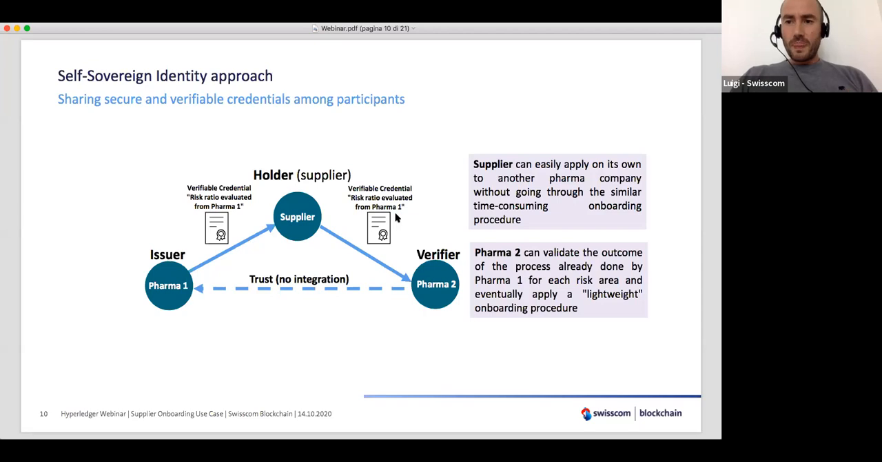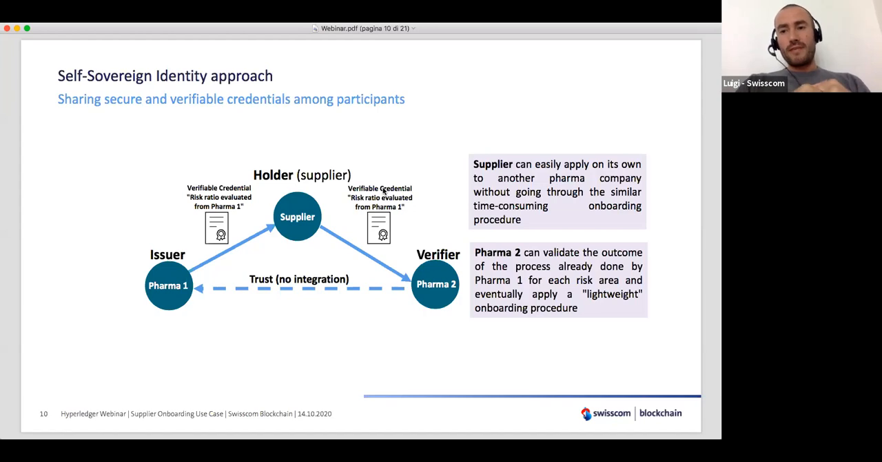First of all, it's about having a sort of neutral entity which is also in charge of standardizing the process, being the entity capable to issue the final verifiable credential. So the process won't be based anymore on just two actors, the issuer issuing the credential to the holder, but Pharma 1 would need to issue a temporary verifiable credential to this neutral auditor, and then it would be the neutral auditor issuing the final credential to the supplier.